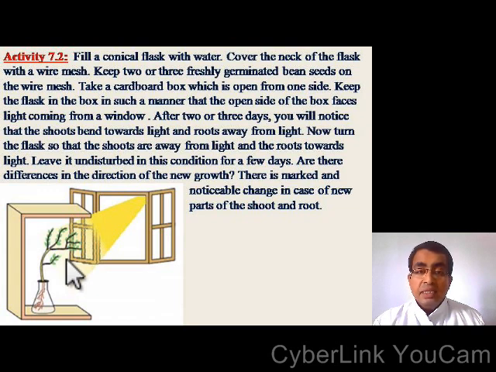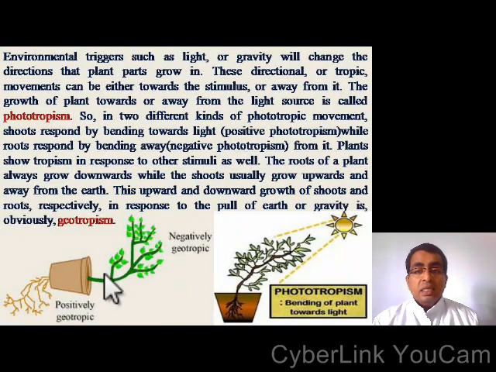After 2 or 3 days, you will notice that the shoots bend towards the light and the roots away from the light. Now turn the flask so that the shoots are away from the light and the roots towards the light. Leave it undisturbed in this condition for a few days. The question is, are there differences in the direction of the new growth? Yes, there is a marked and noticeable change in the case of new parts of the shoot and root. The shoots are always growing towards the light and roots are always growing away from the light.